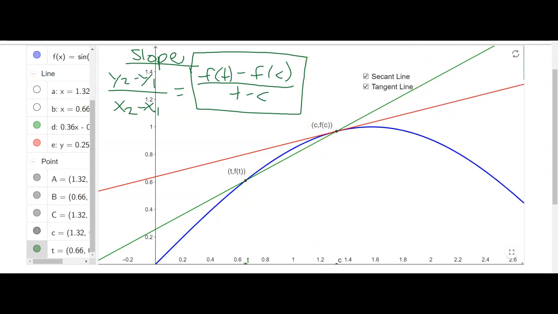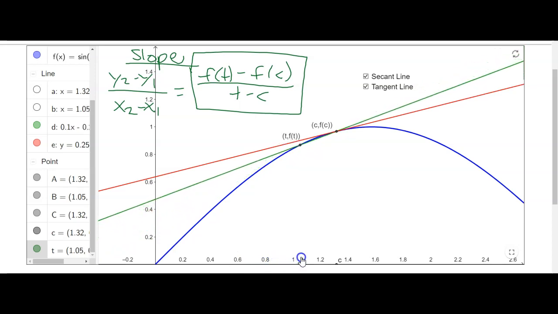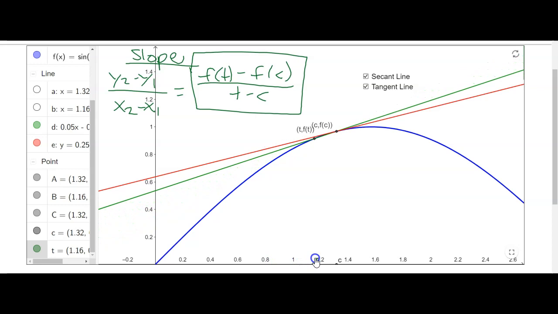But again, we're trying to find the slope of the red line. We're trying to find the slope of the tangent line. And we said as we move this t value closer and closer to the c value, the slopes become more similar, right? So for them to be the same slope, we'd have to move the t value right on top of the c value. And you can see if I do that, the lines become the same line. So we actually don't have a secant line anymore. They just both become tangent lines.